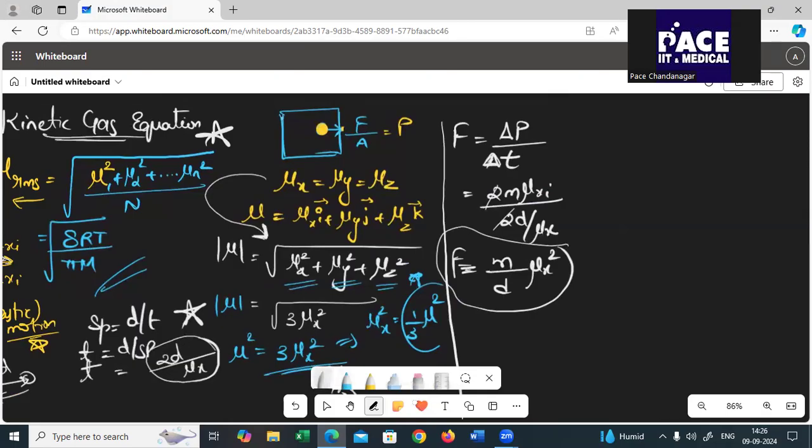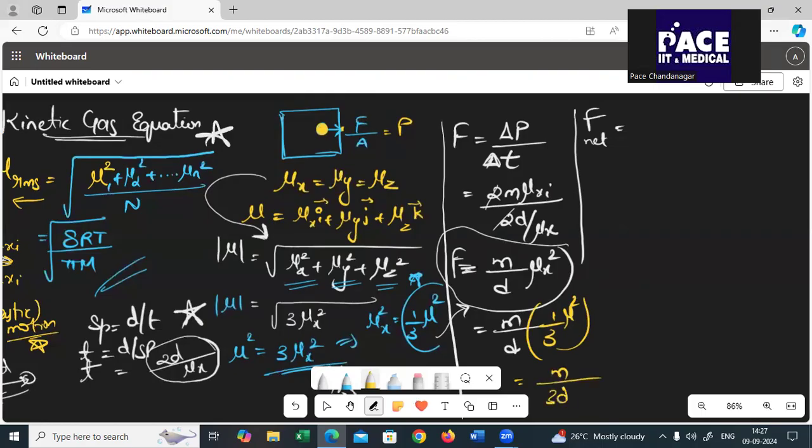Yes. Now coming to the next part of the framing of the equation, what do you mean by net force? Net force is nothing but the force due to n molecules of it. So m by d times ux square, which I can substitute here in this part. M by d ux square is nothing but my 1 by 3 u square. That I am substituting here. So this is m by 3d u square. This is what we got.